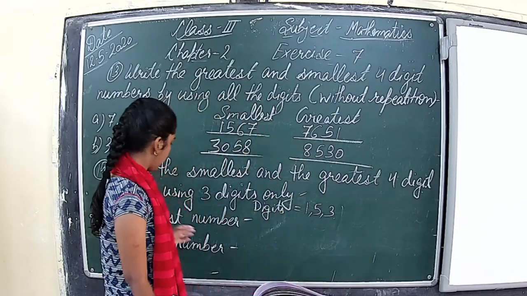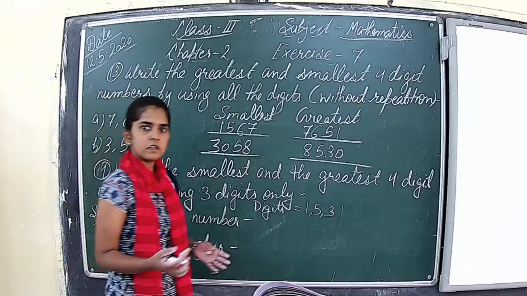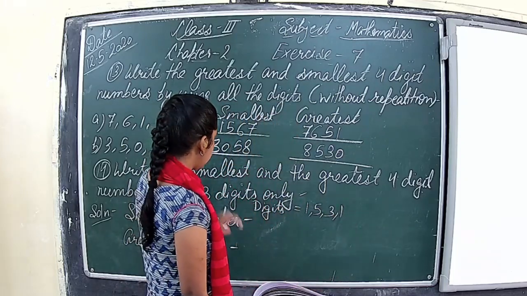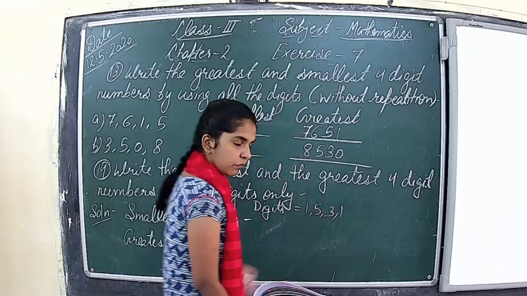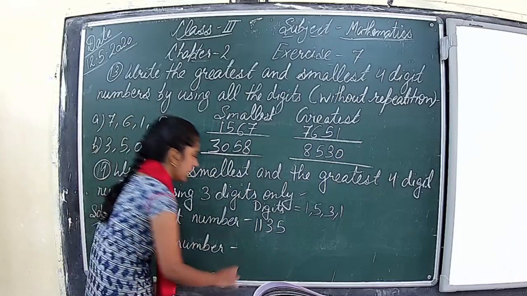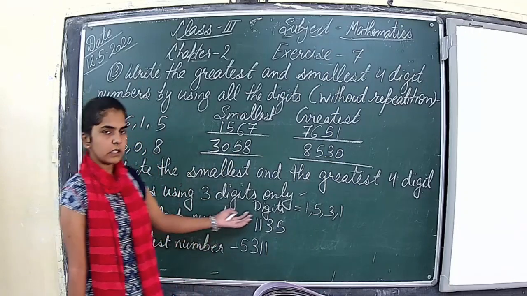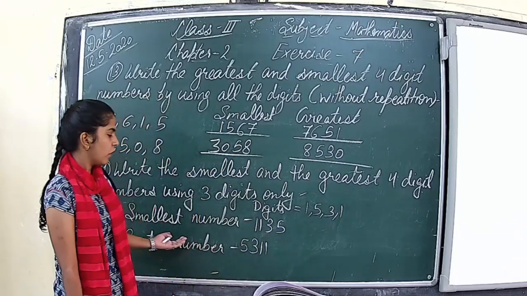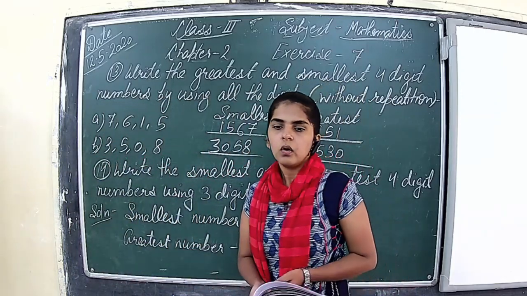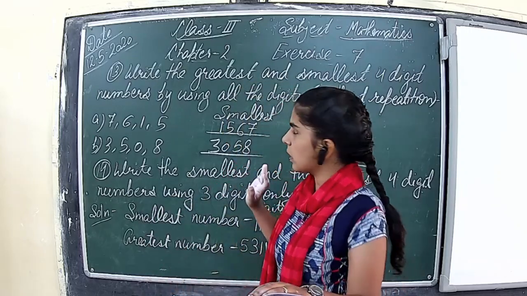Correct. So the smallest number: how can we know that we are repeating these digits? To make it very clear, we will write it like that. So the smallest number will be 1135, and the greatest number will be 5311, right? To form the smallest number, I arrange the digits in ascending order, and to form the greatest number, I arrange the digits in descending order. Clear? Okay. So our exercise number 7 is also completed.